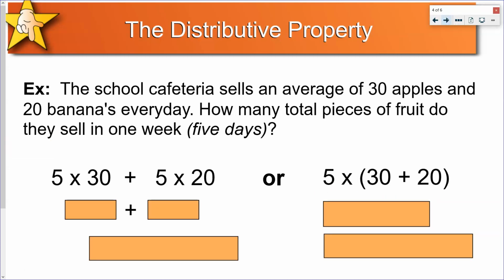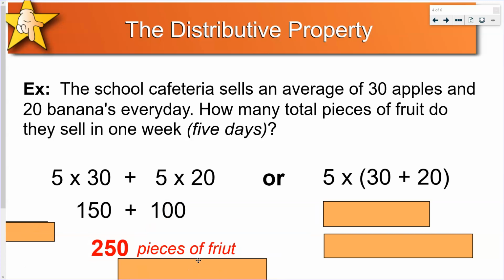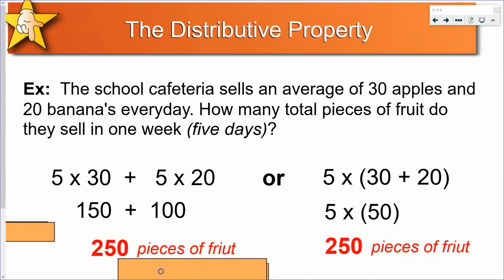Alright, a school cafeteria sells an average of 30 apples and 20 bananas every day. How many total pieces of fruit do they sell in 1 week, considering the week of school is 5 days? So, both ways to do it again. 150 plus 100 is 250 pieces of fruit, or we use the distributive property and get the same answer. Okay?